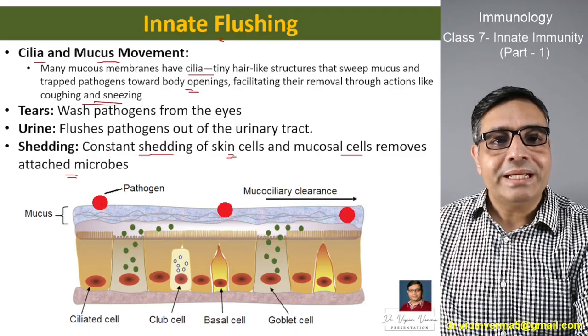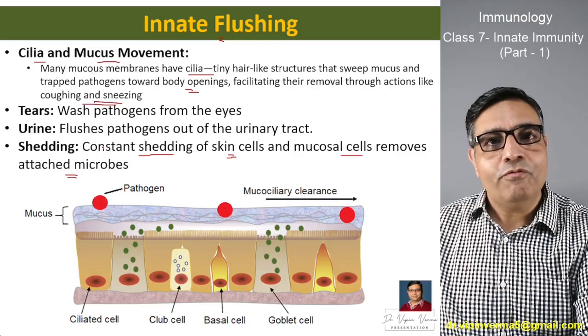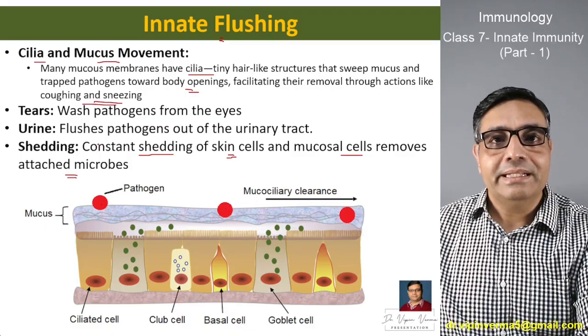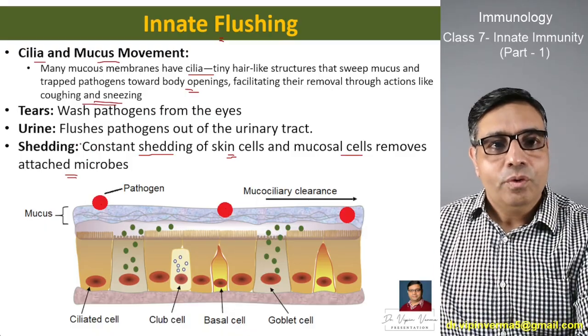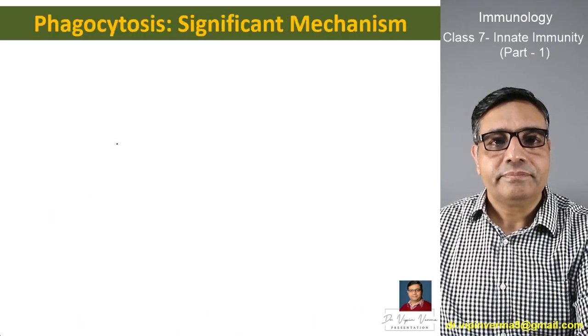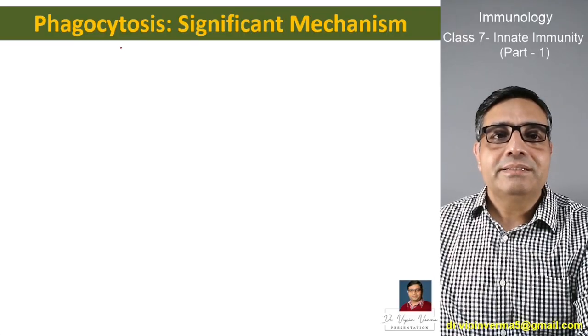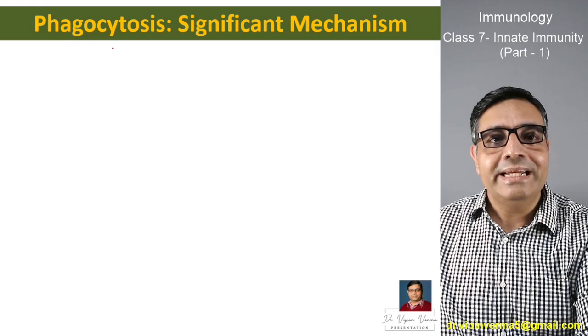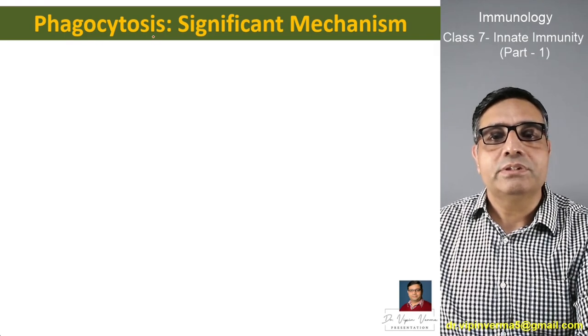So these are some of the very important strategies which our body keeps doing when any kind of pathogen or microbe comes in contact. So, ciliary and mucous movement, then tears, then urine and shedding. Right. Now let's see another innate strategy, which is phagocytosis.